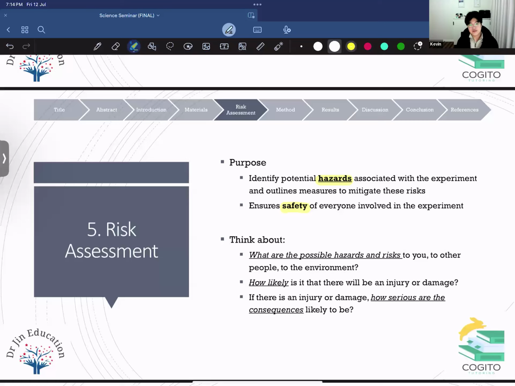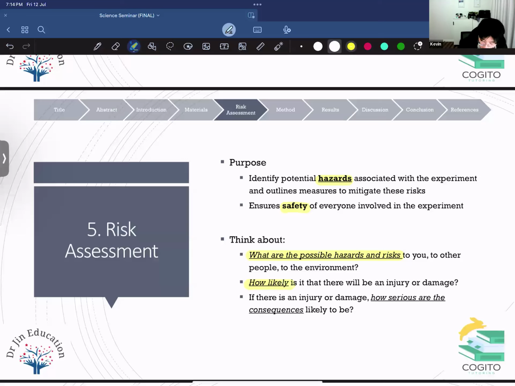Safety. Whenever you're conducting an experiment, you have to ensure safety, right? There's no point doing an experiment if someone's going to get injured, okay? Or if someone's going to get hospitalized. That's no good. You don't want to do that. So you have to perform risk assessment. When you think about risk assessment, think about what are the possible hazards and risks to you, okay? To other people, to the environment, okay?